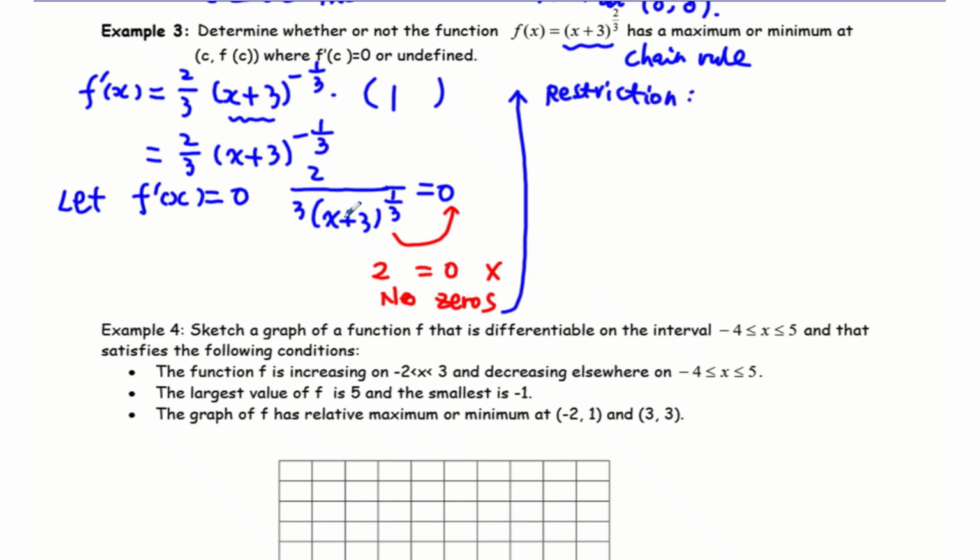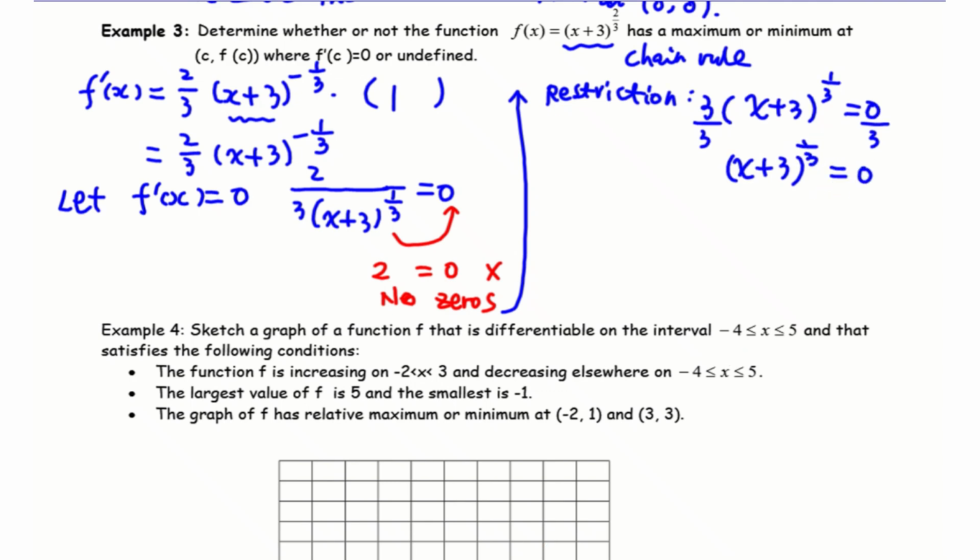Restriction is to define what x value will make this f prime x undefined. So the denominator equals 0 is our restriction. So the denominator, x plus 3 to the exponent 1/3, equals 0. We have x plus 3 to the exponent 1 over 3 equals 0.